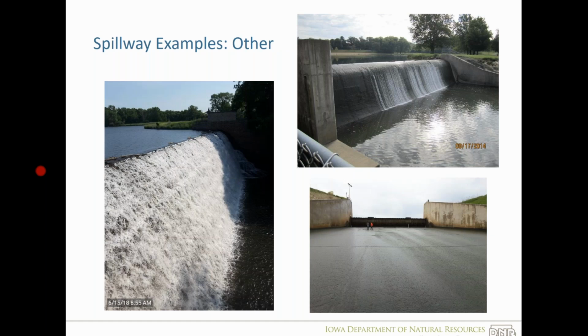And then some other spillway types. We have some masonry spillway up at Beads Lake in northern Iowa to the left there. And then we have concrete weir. And this is an example of a controlled spillway at Lake Panorama. We have a gate that can rise and lower as they need to pass more water out of the lake.